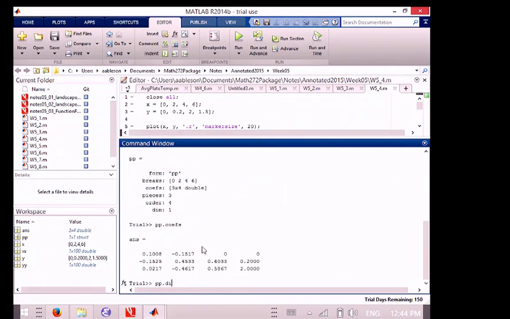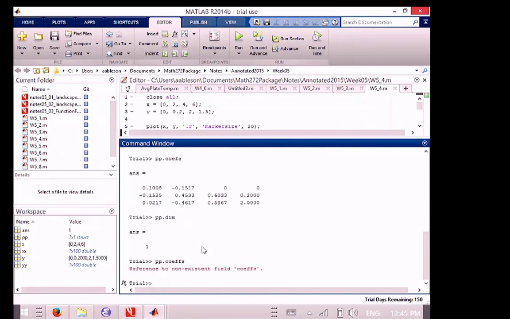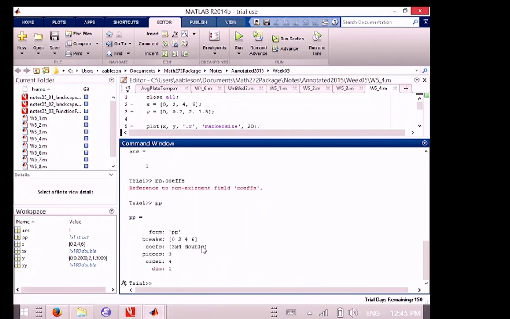We can do pp.dim. If you get it spelled wrong, like coefficient spelled wrong with an extra f or something, it'll say, I don't know what you're talking about, which is perfectly reasonable. So it recognizes those 6 names that were in what it showed you when you just typed pp by itself, and then you can dive in deeper. All right.